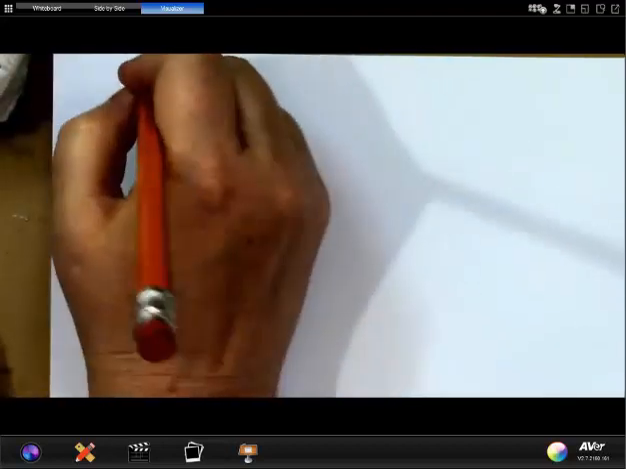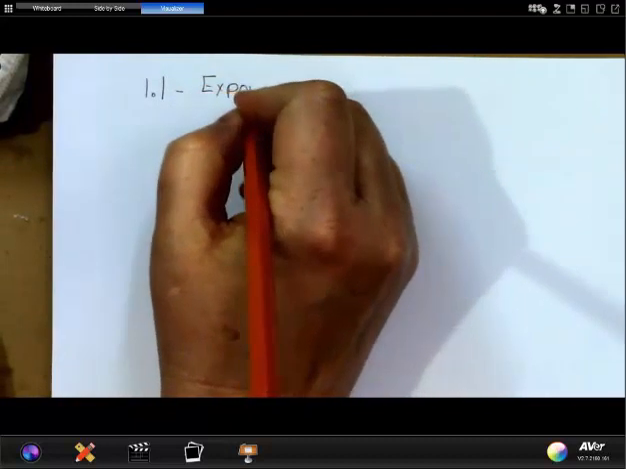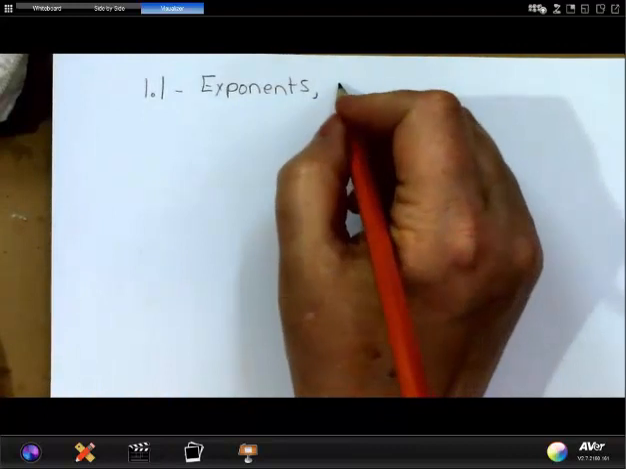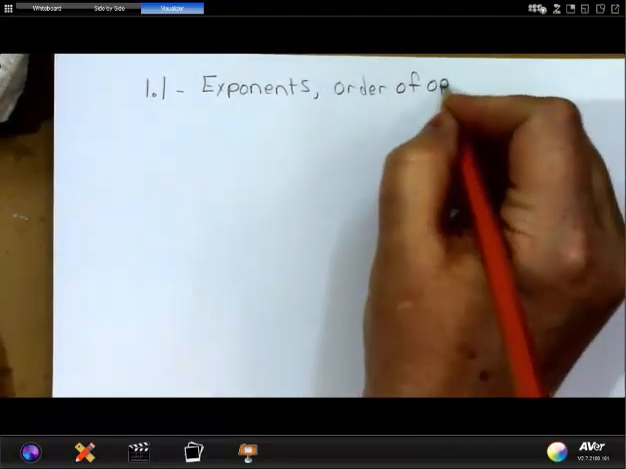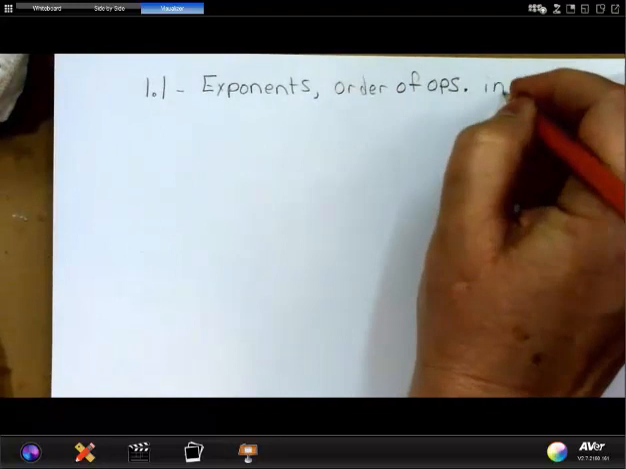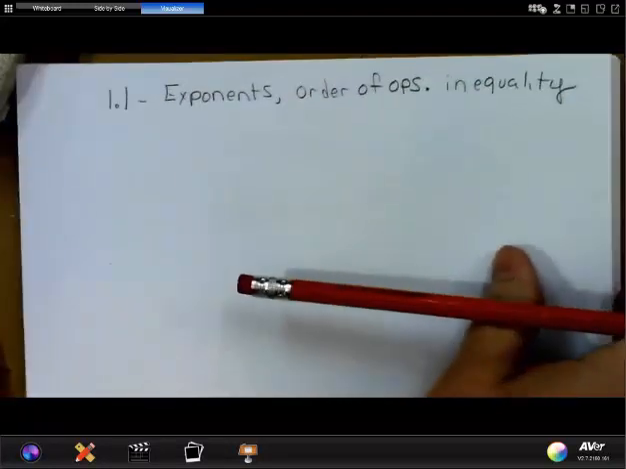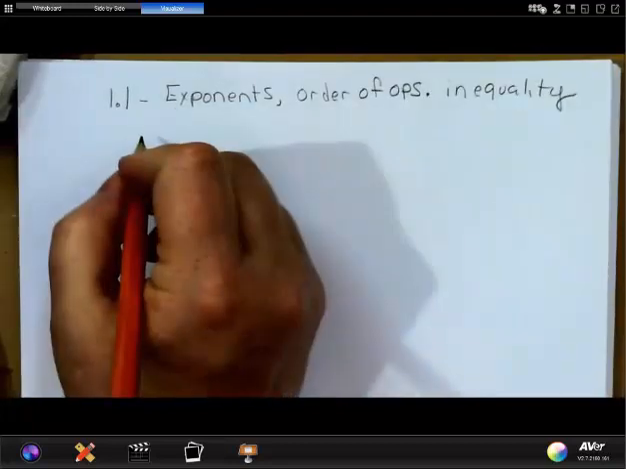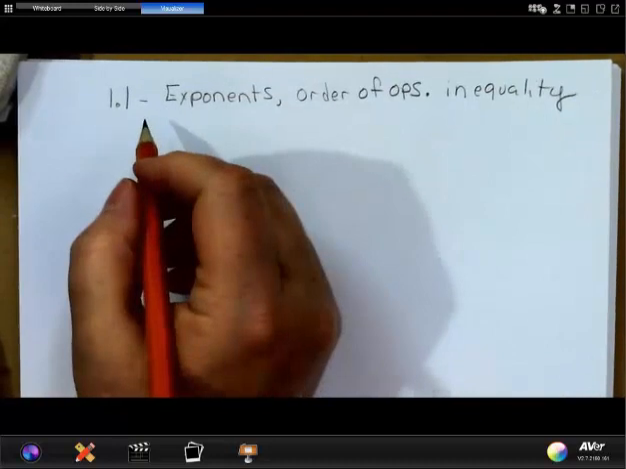So today we're going to talk about section 1.1, which is exponents, order of operations, and inequalities. Feel free to pause this video anytime you think you have issues, to rewind or to contact your teacher.